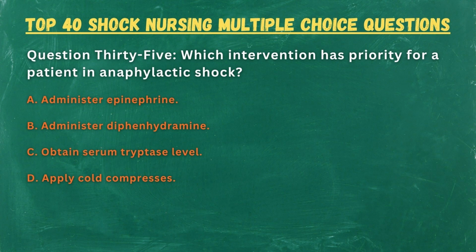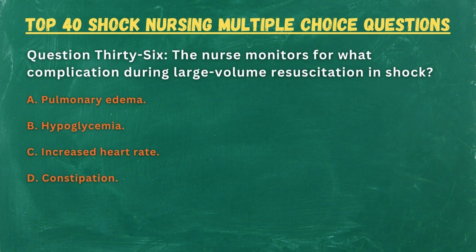Question 35. Which intervention has priority for a patient in anaphylactic shock? A. Administer epinephrine. B. Administer diphenhydramine. C. Obtain serum tryptase level. D. Apply cold compresses. Answer: A. Administer epinephrine.